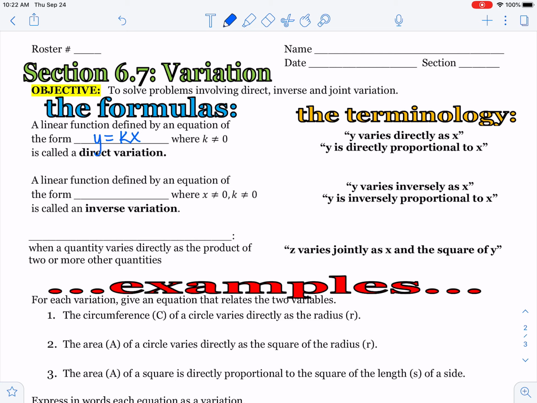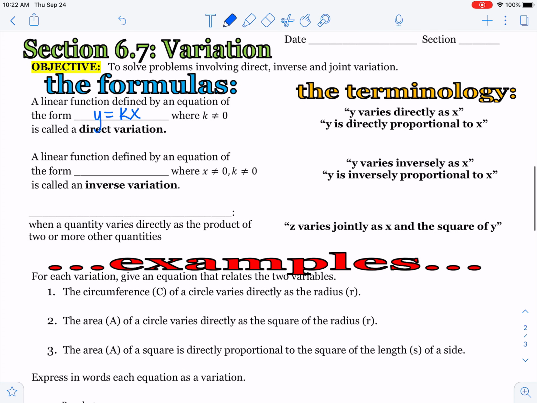The problems, once we get into question number 6, will have you solve to find k as part of the problem. If two variables x and y vary inversely, then instead of k times x, we're going to have k divided by x. And then the last one is if you have two or more, and that's going to be joint variation. So two or more variables is going to be joint variation.